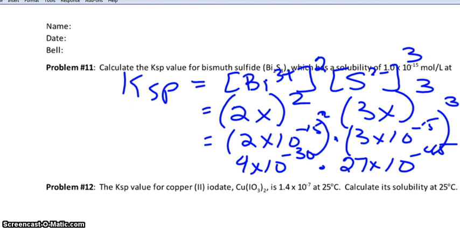All right, so how did I get those numbers? Well, 2 squared is 4, and 10 to the negative 15 squared is 10 to the negative 30. Now watch, what is 3 cubed? It's not 9, it's 27, times 10 to the negative 45. And then when I use my calculator and do all this work, you should end up with 1.1 times 10 to the negative 75, I believe. Or is it 73? Let me look. Oh, sorry, it's 73. And that's your answer. That's your KSP.